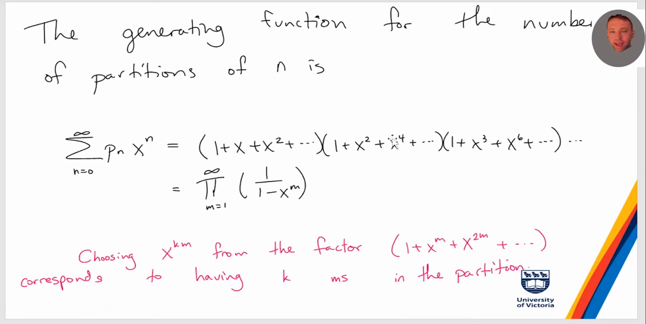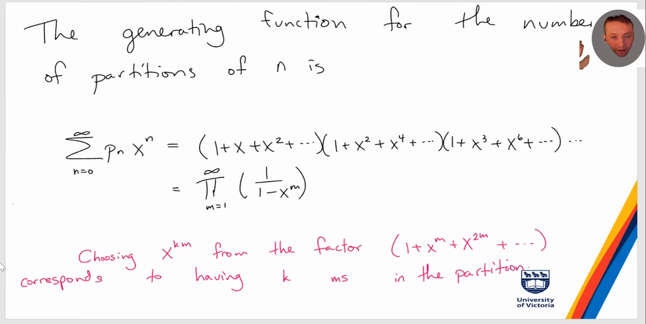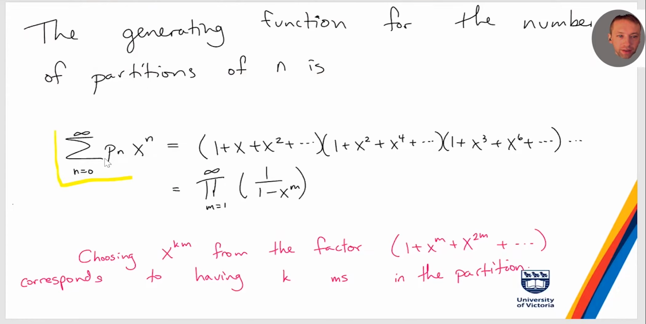And this is review from last time, but it's worth reminding you of this. So the generating function for the number of partitions of n, on one hand, you could just write it like this. Because if Pn is the number of partitions, then the generating function is just defined like this. But we came up with this kind of weird formula for the generating function.